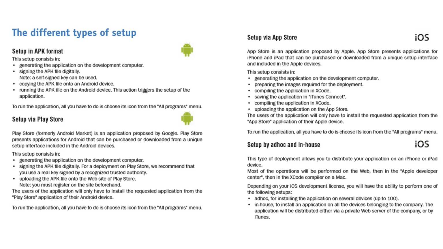Now what does the setup consist of? First is generating the application on the development computer. Yes, you have to generate it. Then preparing the images required for the deployment. Again, you have to add your images in your application. You have to add them in WinDev Mobile. They have given the facility of adding files.